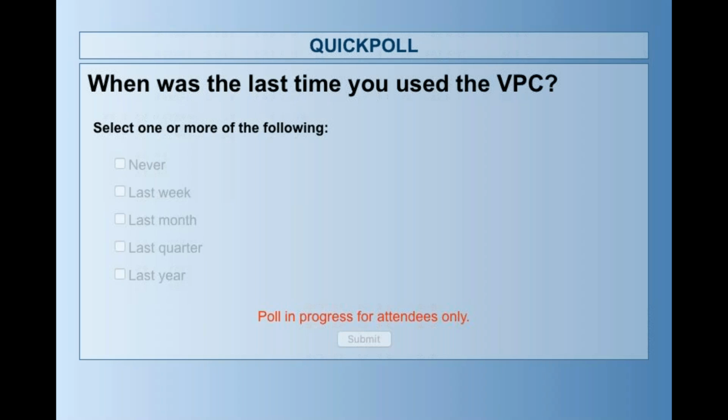Great. So we've launched the poll. When was the last time you used the value proposition canvas? And you can select one or more of the following. It was never, last week, last month, last quarter, or last year. We'll let that run for about 15 more seconds.